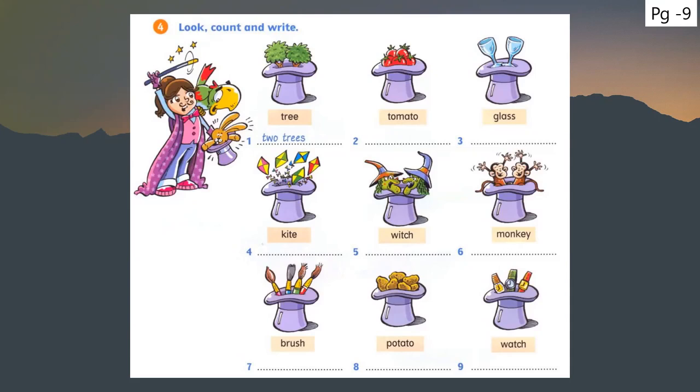Please count the things or the food in the magic hat. After that, you have to write down the number in words and change into plural. You can see this on page number 9. If you have done, we're going to check answers. Look at the magic hat in number 2. How many do you see? 5. So 5 tomatoes. Next one, glass. How many glasses? 2 glasses. Next one, kite. How many? 5 kites. And next one, witch.